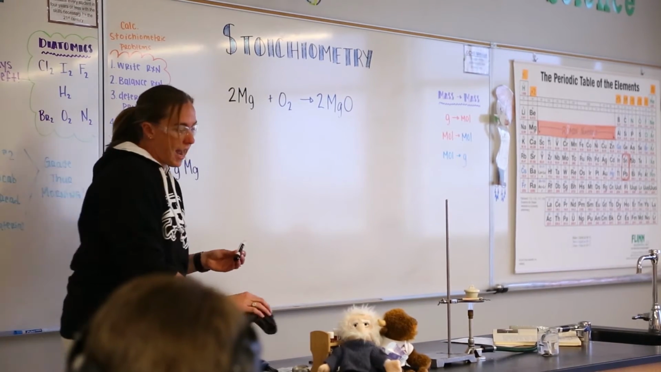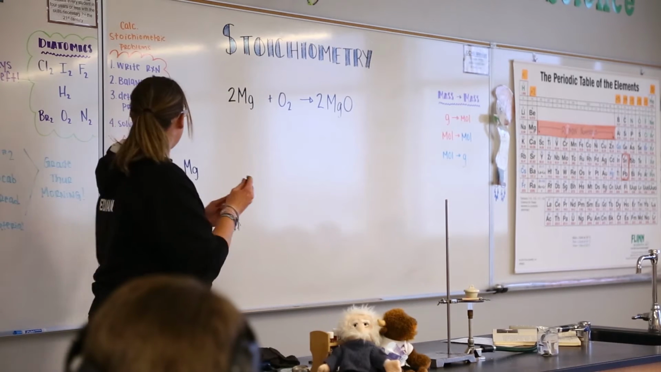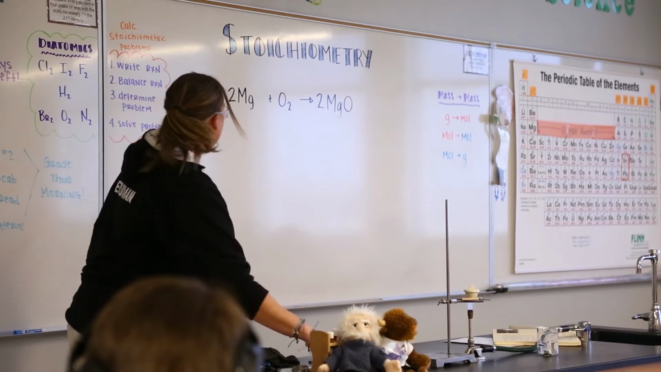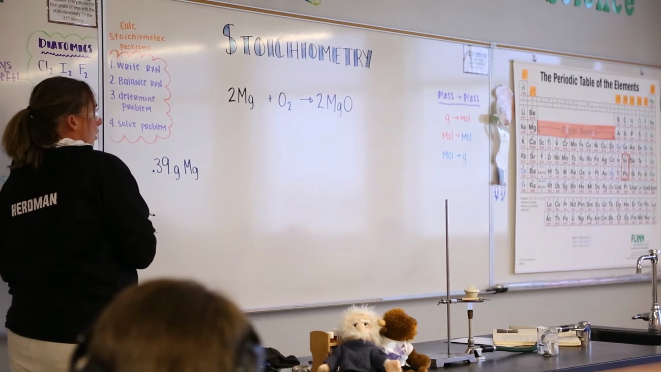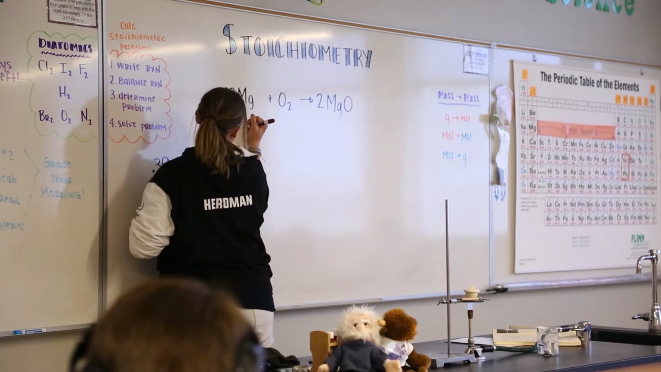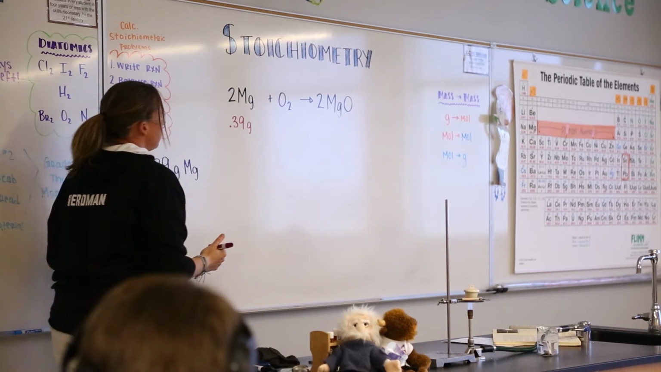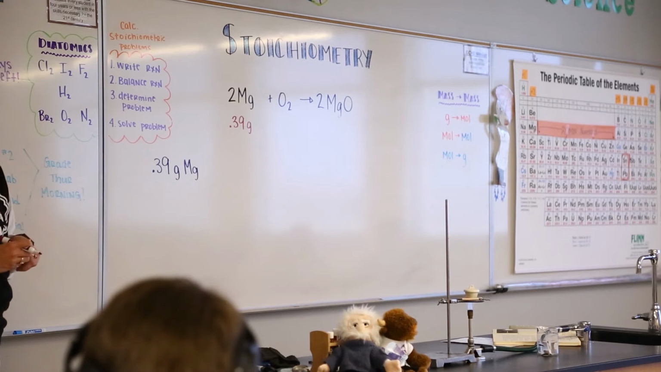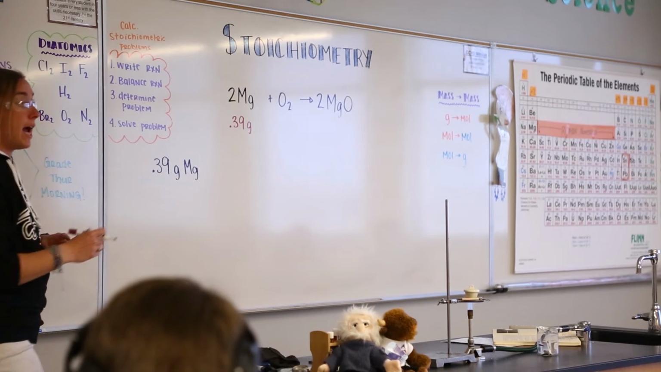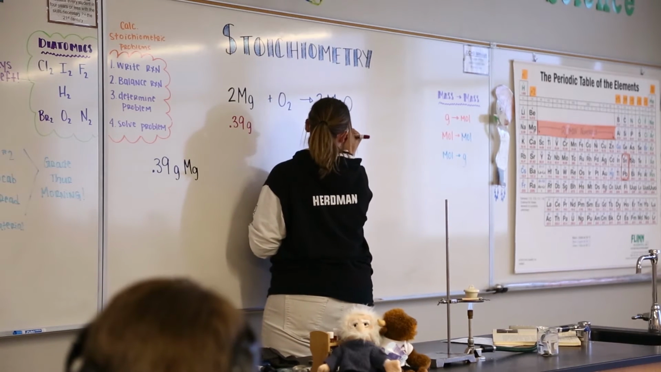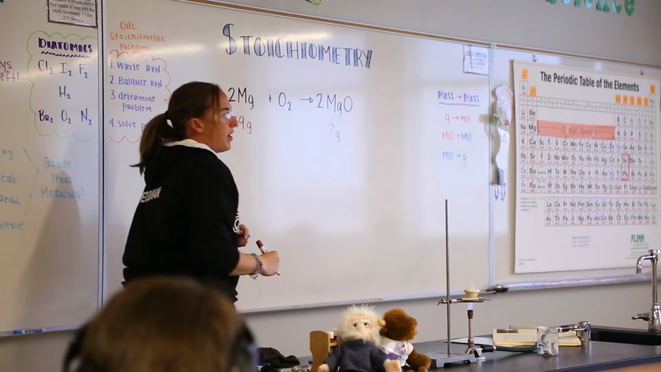All right, now we're going to do our Stoich problem. Let's determine what we're actually calculating. How much magnesium are we starting with? 0.39 grams, right? We put 0.39 grams of magnesium into our crucible. And what do we want to calculate? Right, how much magnesium oxide we should get when we're absolutely done with our reaction.